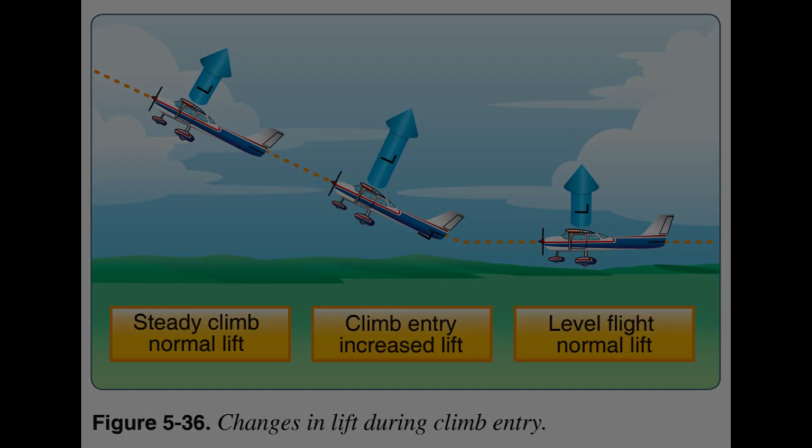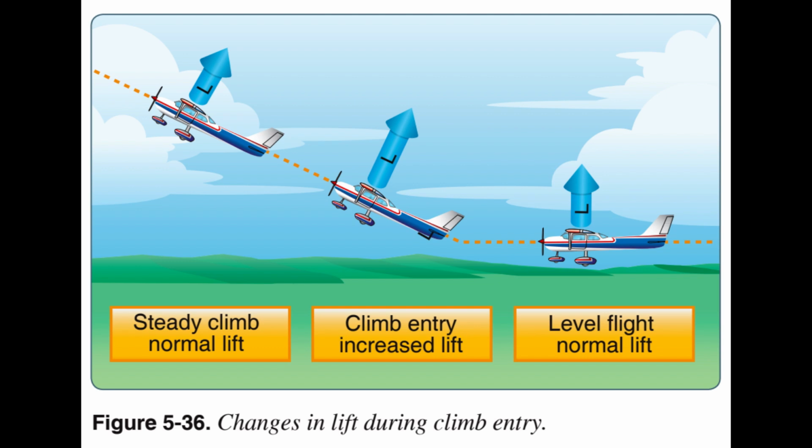Forces in climbs. For all practical purposes, the wing's lift in a steady-state normal climb is the same as it is in steady level flight at the same airspeed. Although the aircraft's flight path changed when the climb was established, the AOA of the wing with respect to the inclined flight path reverts to practically the same values, as does the lift. There is an initial momentary change, as shown in Figure 5.36.